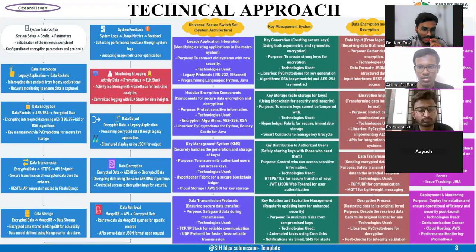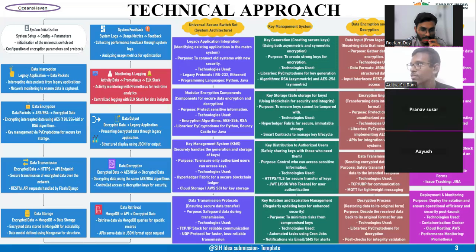The encrypted data is stored in MongoDB for scalability, and the data model is defined using Mongoose for structure. And then comes data retrieval. The data flow is MongoDB to API to decrypted data. We retrieve data via MongoDB queries for specific records, and the API serves data in JSON format upon request.